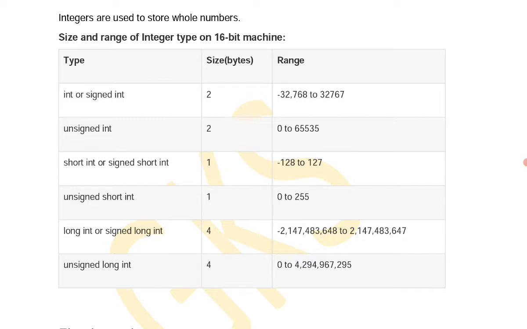Next, the fourth type is unsigned short int. Unsigned short int occupies only 1 byte, and the range of values is from 0 to 255. Next, long int or signed long int.